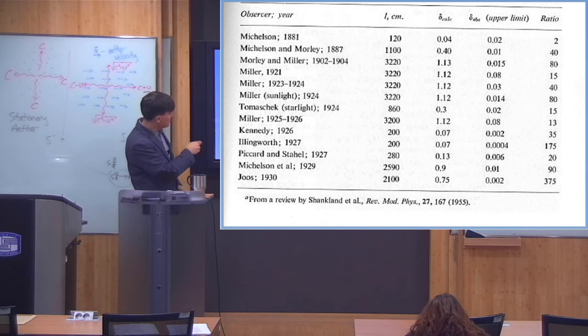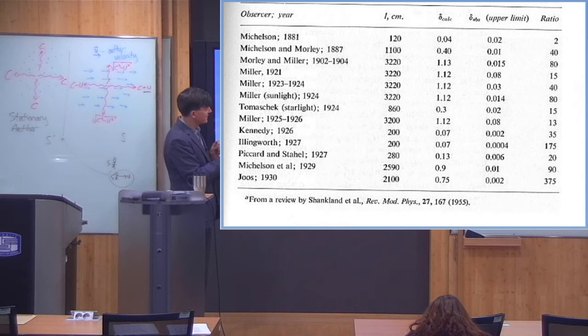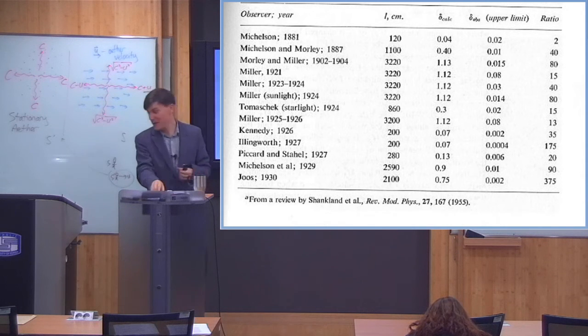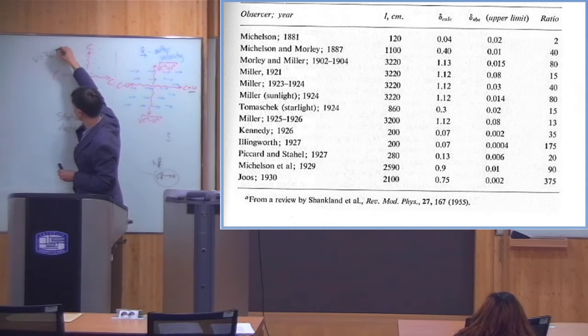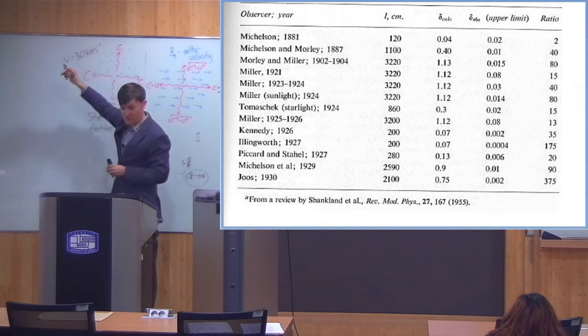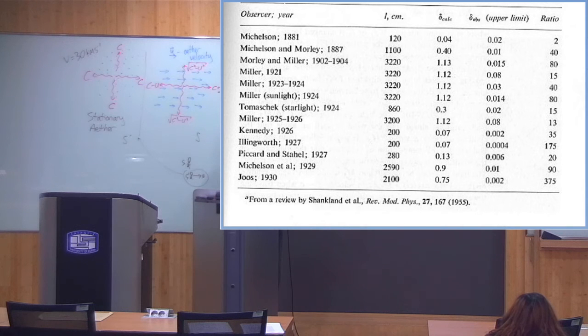So, if we look at this table, what have we got? So this is the experiment name. This L here, that's the length of one arm of the experiment, right? Including multiple reflections. This delta calculated, d-calc, that's the size of the fringe shift you would expect if you take the ether velocity to be equal to the speed of the Earth, right? So if you take this value of the ether velocity, then the fringe shift you'd expect is here, right? So in the famous experiment here, you'd expect a fringe shift of 0.4 fringes, right?